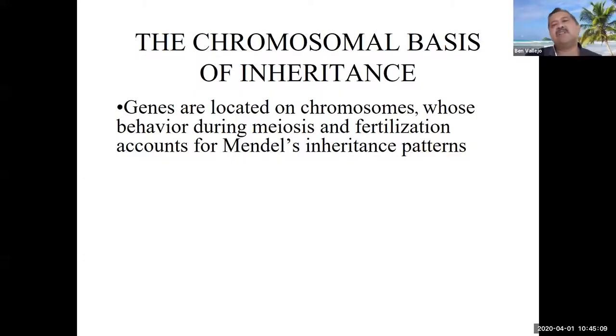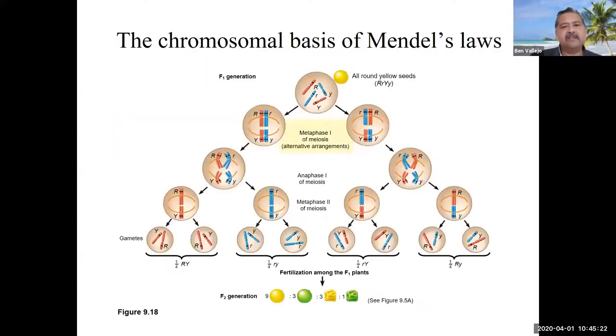All right, as we finish up, we're going to take a look at how this all happens in meiosis. Genes are located on chromosomes whose behavior during meiosis and fertilization accounts for Mendel's inheritance patterns. Now, we've studied this before, and this is meiosis. As you can see, there's metaphase and anaphase. This is meiosis 1 right here. There's meiosis 2 down here.